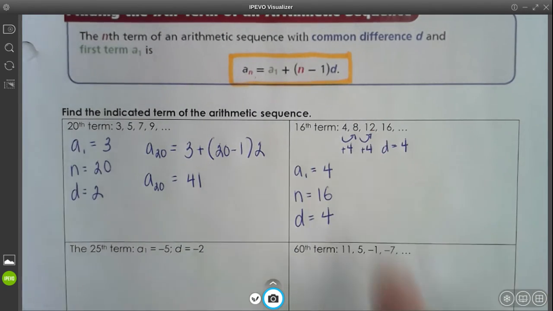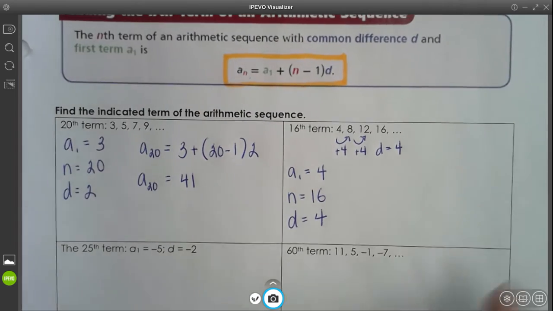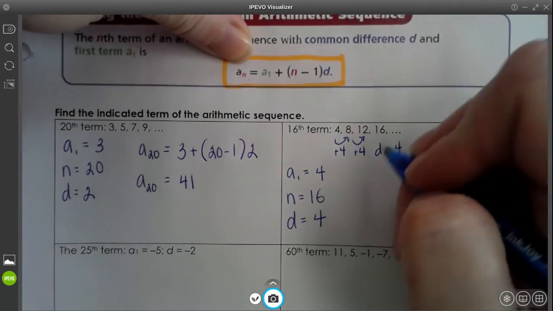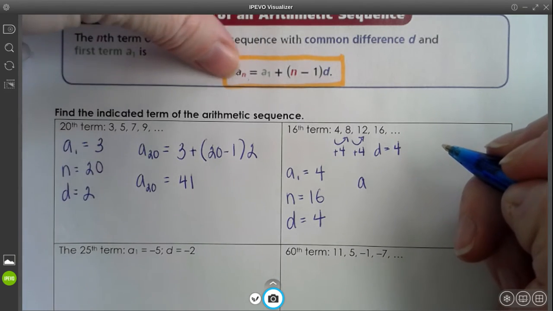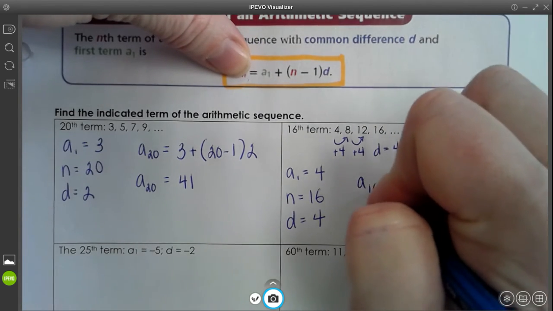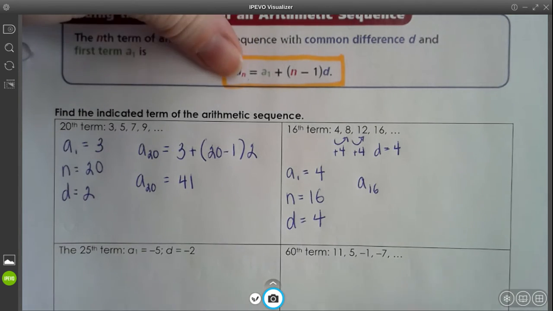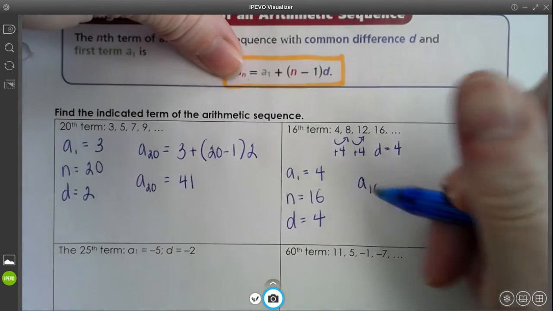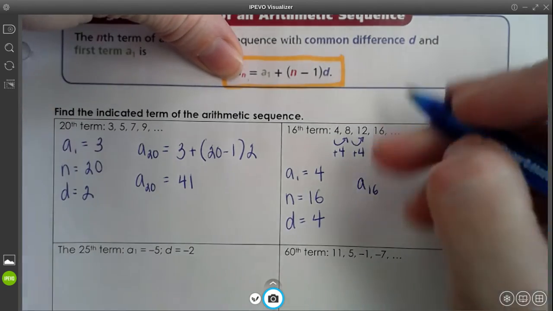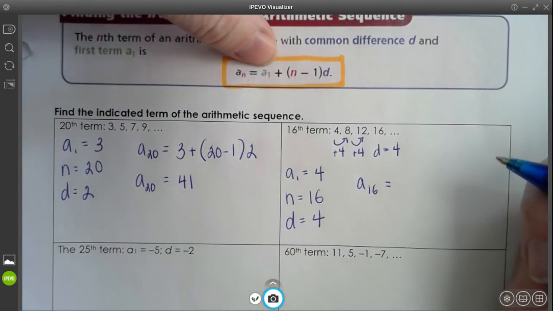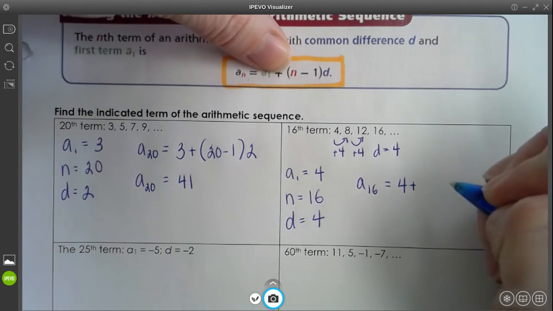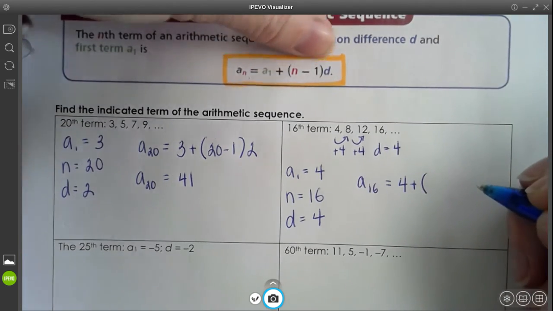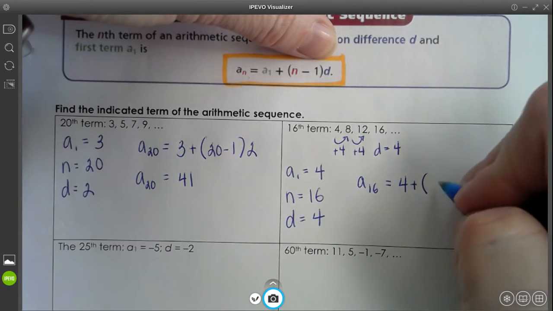So a sub n, you don't really have to worry about this part on the left that much. So if you don't even want to write it out, I'm not going to be mad at you. Okay, so a sub 16 means the 16th term. And we're going to start with a sub 1. The first term is 4 plus, and now in parentheses, it's n minus 1, and our n is 16, so it'll be 16 minus 1 times the common difference, which is 4.